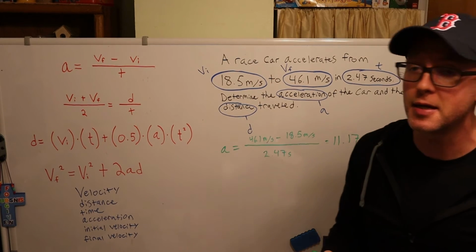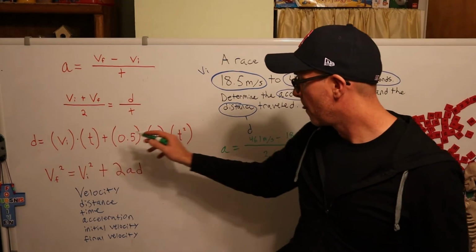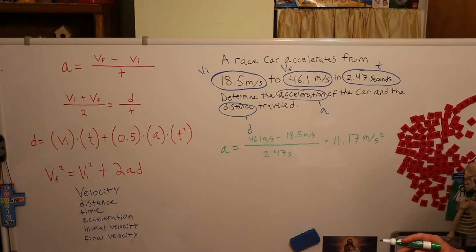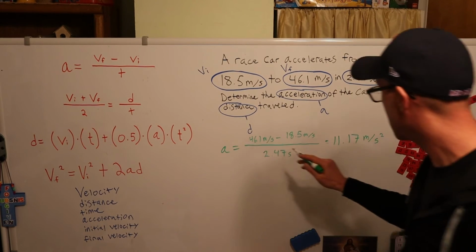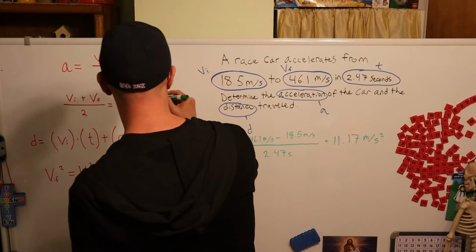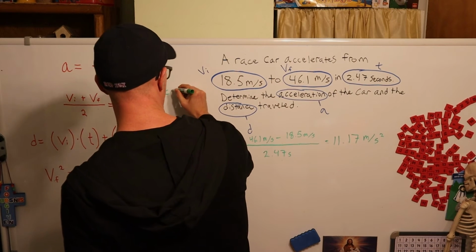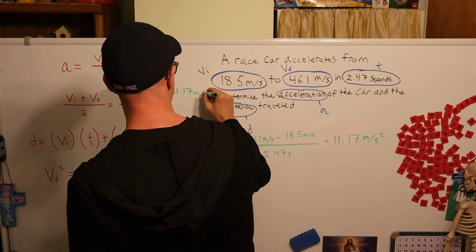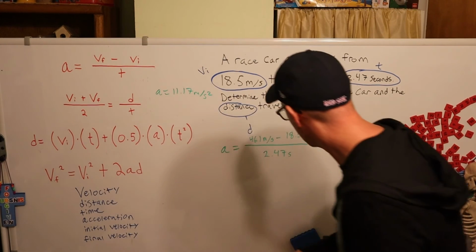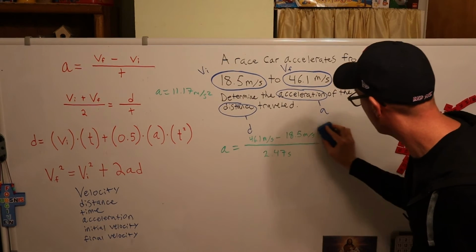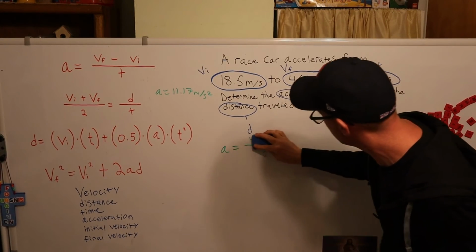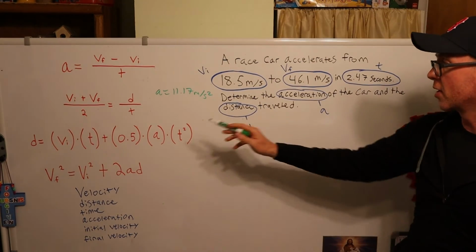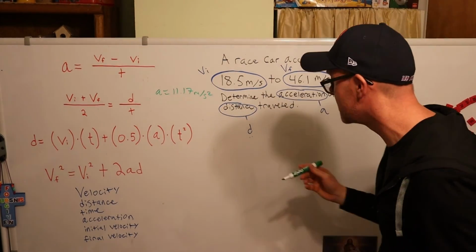Now we have everything that we need to be able to use this equation right here. So for space purposes, I'm just going to erase that and put acceleration over here equaling 11.17 meters per second squared. Okay, I'll get some room for us. Now we're going to use all that information and we're going to plug it into this third equation right here.